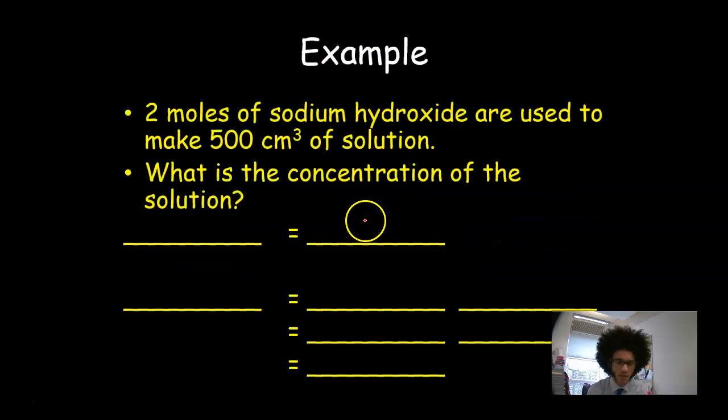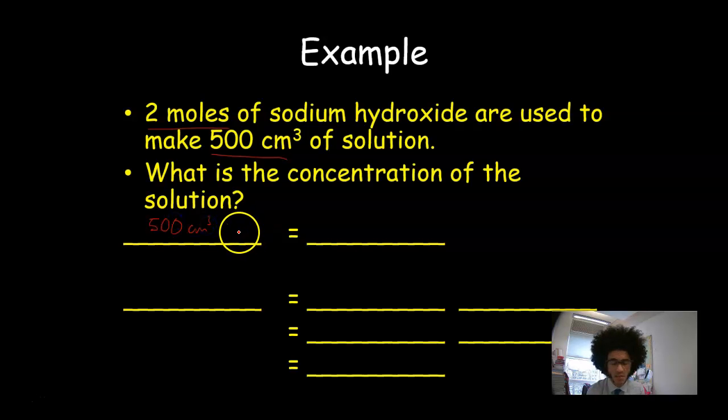So let's have a practice at this. The first question says 2 moles of sodium hydroxide are used to make 500 centimeter cubed of solution. What is the concentration? The first thing I always do is my conversions of units. So I've got 500 centimeter cubed here, and I always have to do these calculations in decimeter cubed. So I'm going to have to divide this by 1,000 to get decimeter cubed, which is 0.5 decimeter cubed.